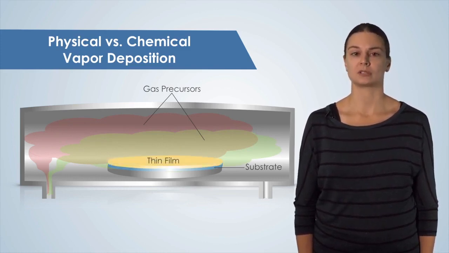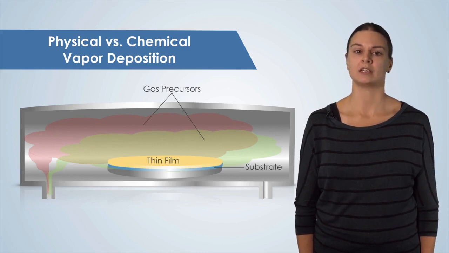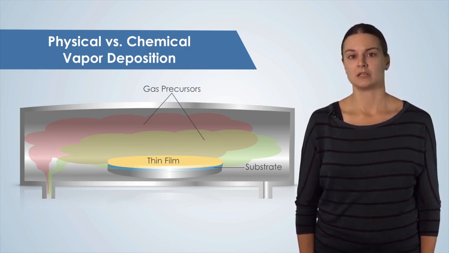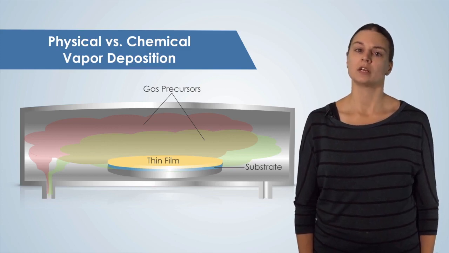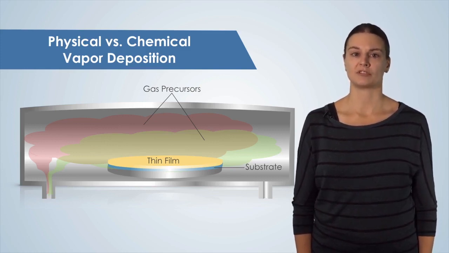The primary difference between PVD and CVD is the means through which the vapors are generated. In PVD, the vapors need to be generated from a solid or liquid source, whereas in CVD, no new generation is required because the source is already in a vapor phase.